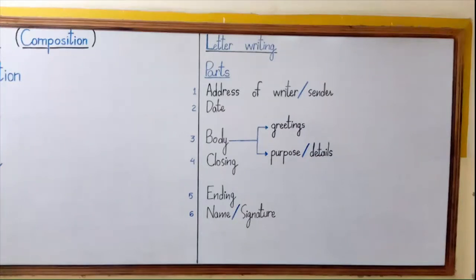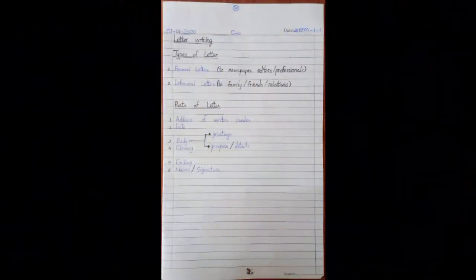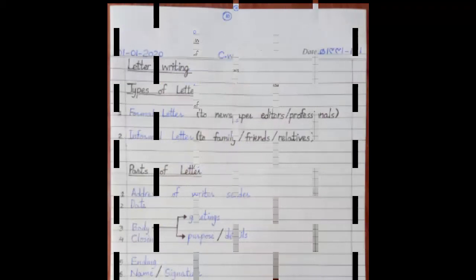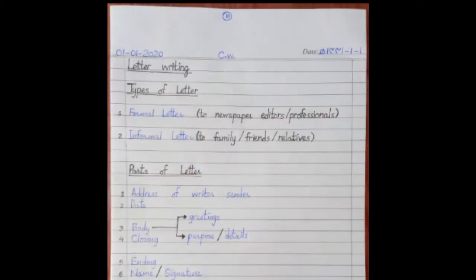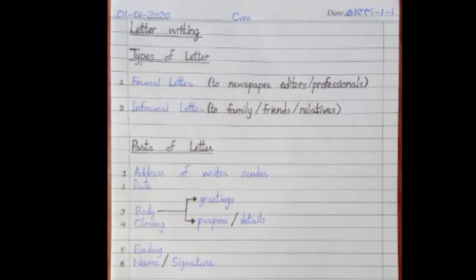Here you are. Types of letter: formal letter to newspaper editor or professionals. Number 2, informal letter to family, friends or relatives. Then we have parts of letter. Part number 1, address of writer or sender. Then date. Then part number 3, body. And in body we have 2 paragraphs, greetings and purpose or details.